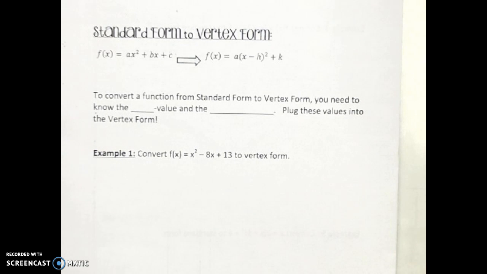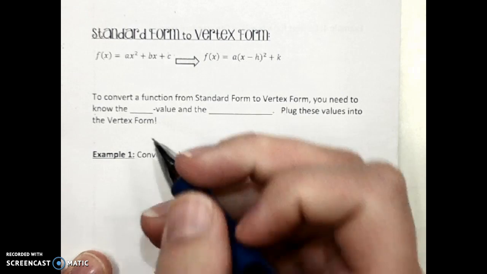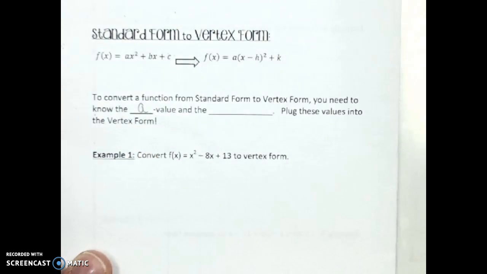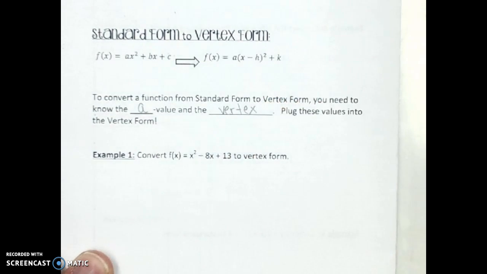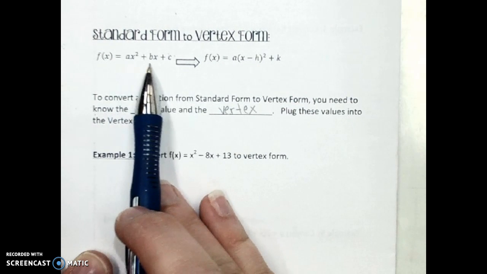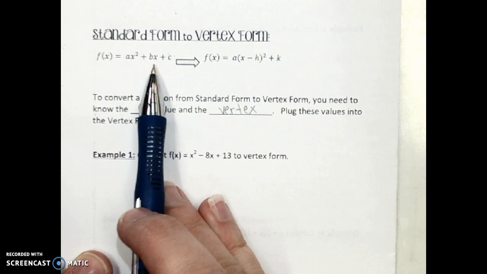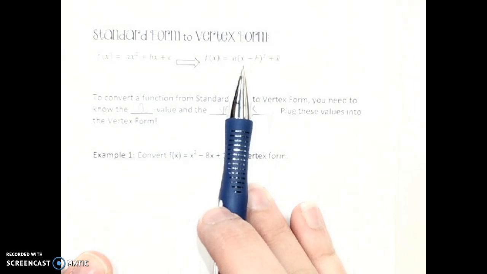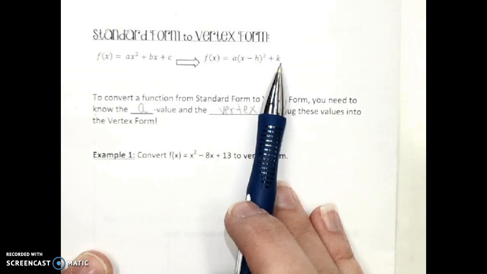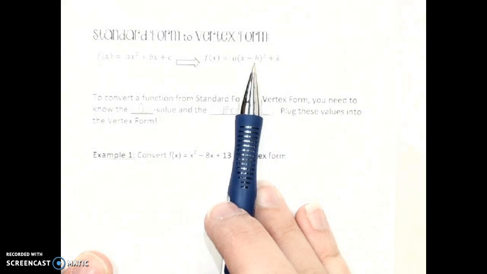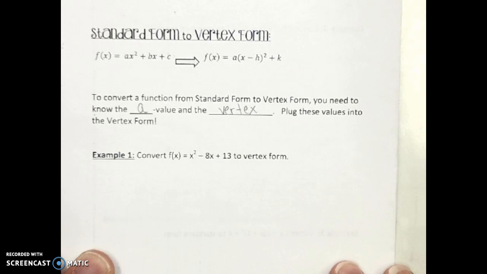In order to convert a function from standard form to vertex form, you need to know the a value and the vertex. So in this first example, you're going to be given an equation in standard form. Remember, standard sticks out to us because it has x squared and x. In vertex form, your vertex is seen in this form. It's your h and your k. Your h is the opposite of what you see. The k is exactly the same as what you see. So let's look at example 1.